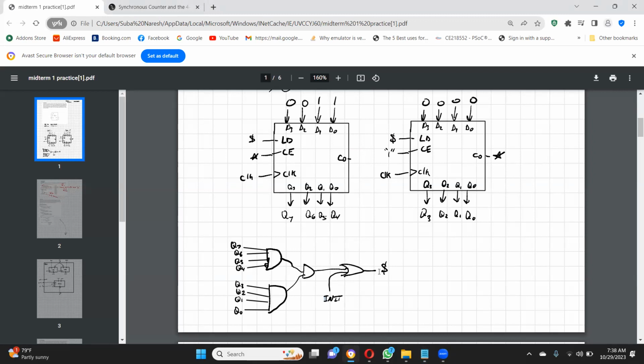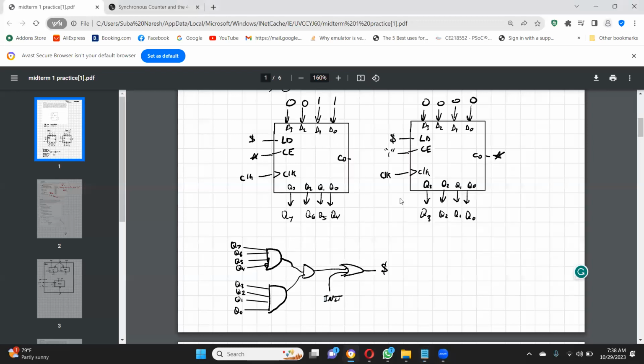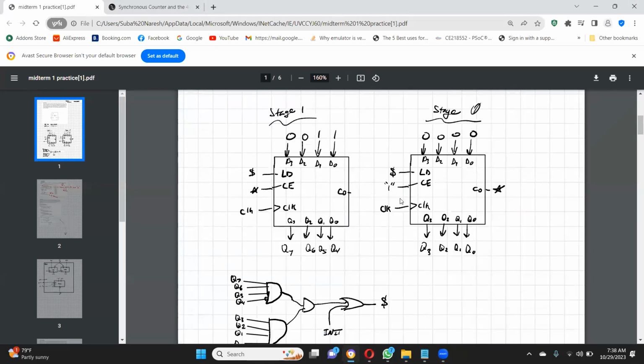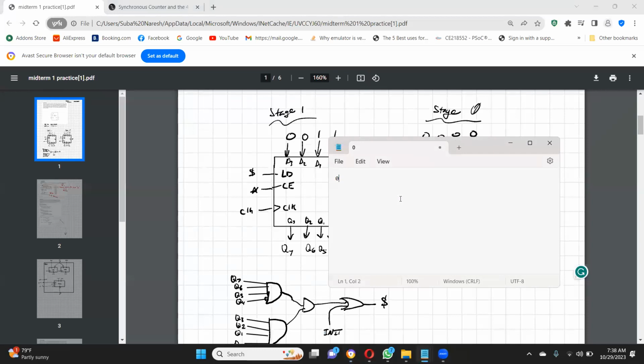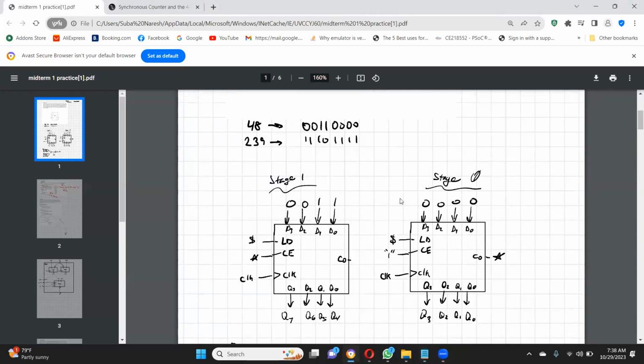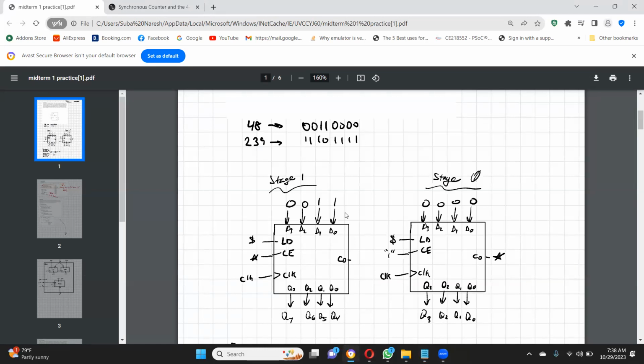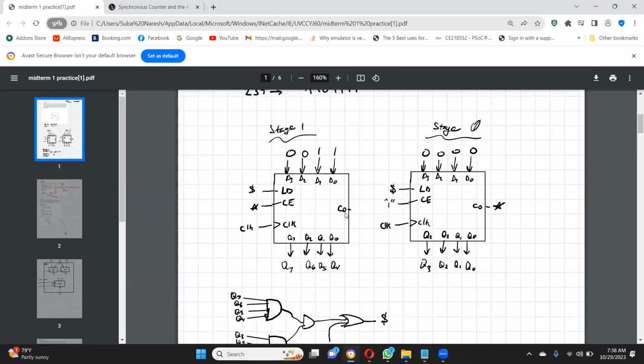You understand? No, it will load the value only when the input is this. Only when the input is this: 0, 0, 1, 1, 0, 0, 0, 0. Only when this happens, it will load the value. One second.